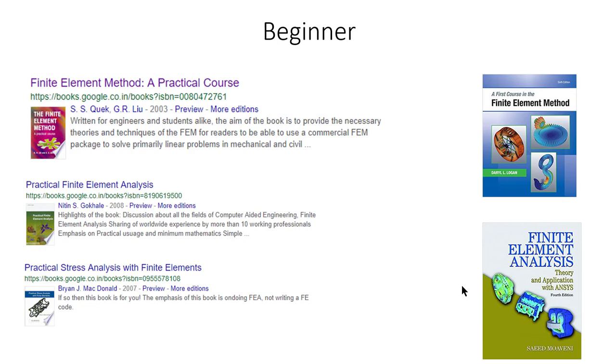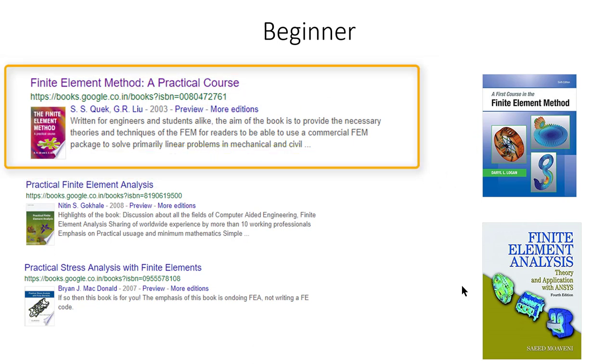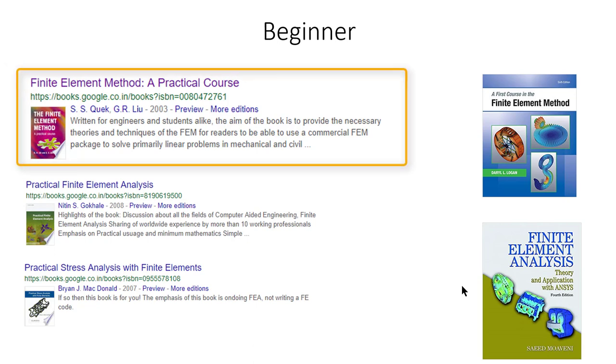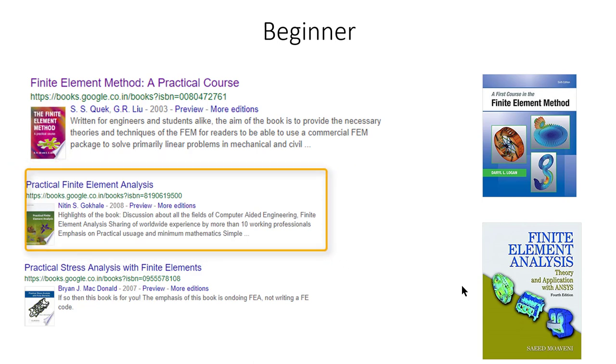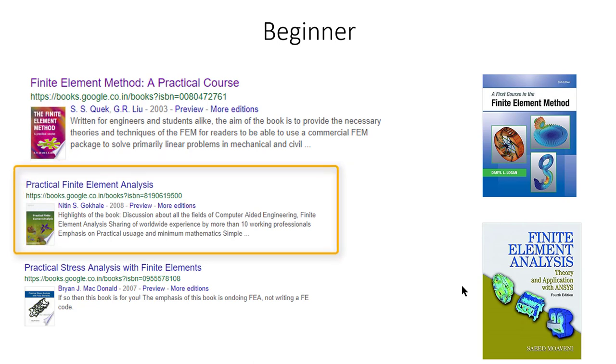The first book is Finite Element Method, a Practical Approach. It's a very good book, written in very simple language. So I will recommend starting with this book. Then we have Practical Finite Element Analysis. This is based upon an industrial perspective, so it will also give you an idea of how people in industry are using the finite element method.